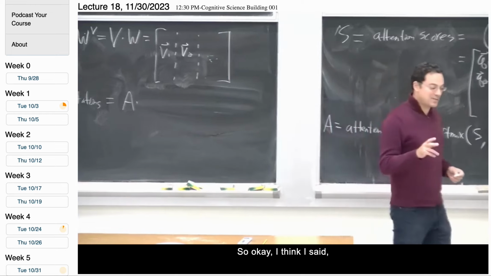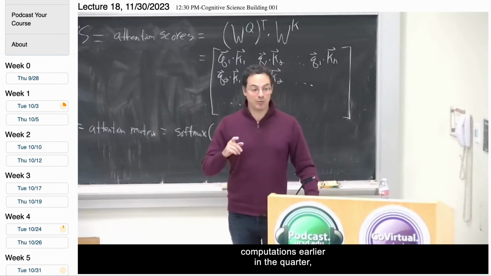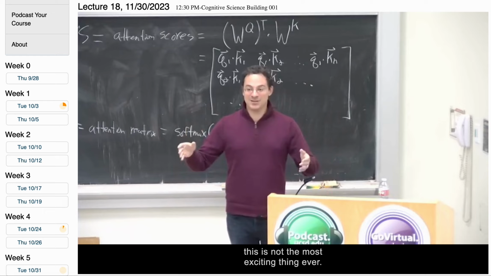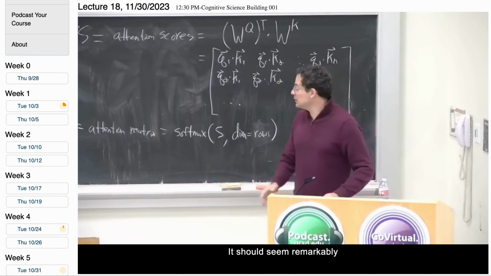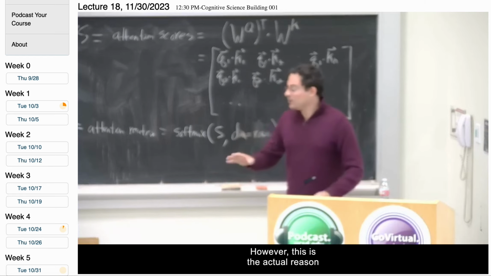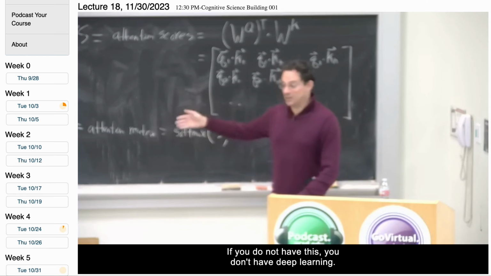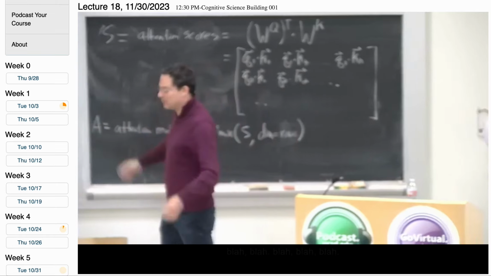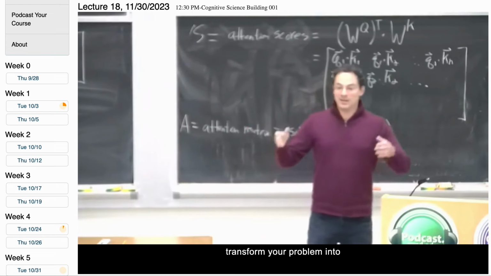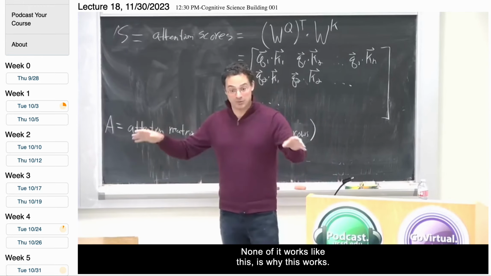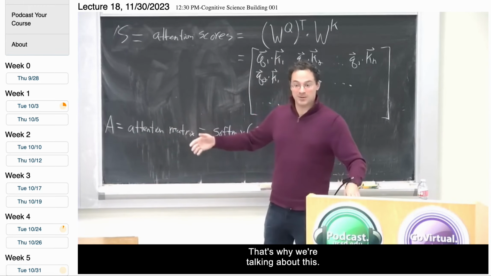So okay, I think I said this when we were doing the MLP computations earlier in the quarter. I'm acknowledging this is not the most exciting thing ever. I can see from looks on people's faces, no, it's not thrilling, and it should seem remarkably similar to what we did there because it is. However, this is the actual reason why deep learning works. If you do not have this, you don't have deep learning. We have all these cool ideas about attention, the human mind, and so on. None of it matters if you cannot transform your problem into a matrix multiplication problem and do it really quickly. None of it matters. It also works. This is why this works. So that's why we're talking about this.